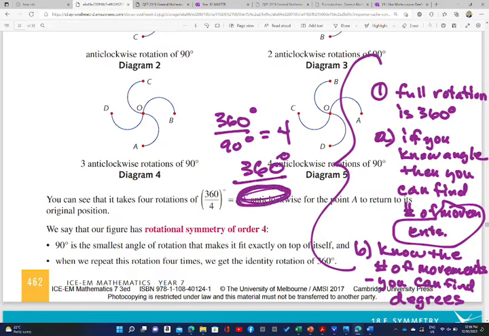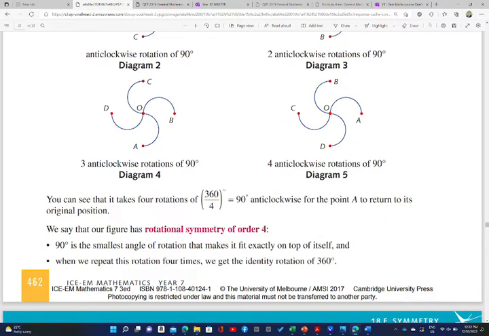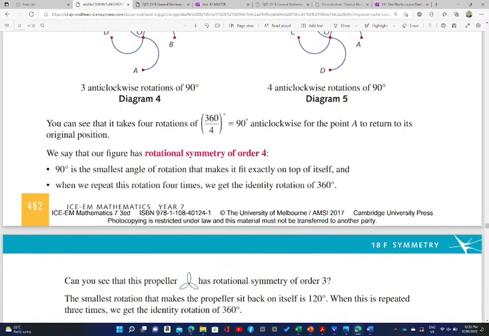Done here? No. Oh, movements. That's the word movements. Okay, so you can always divide. And notice the phrase, the figure has a rotational symmetry of order 4. So the number of, and you need to write that down, guys, the number of movements it would take to make a complete rotation is the order of rotational symmetry.